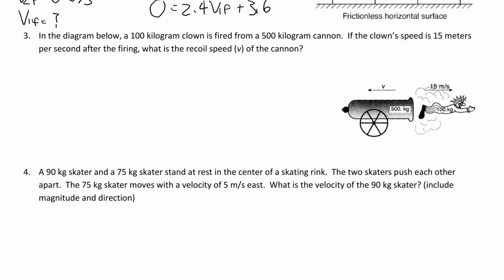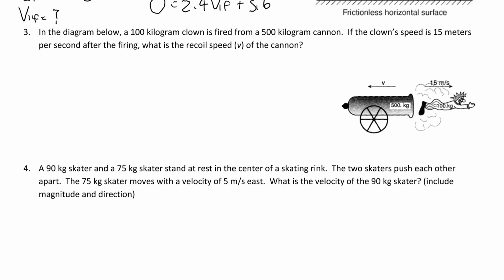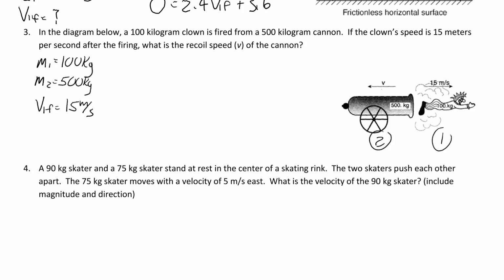Okay. Number 3. In the diagram below, a 100 kilogram clown, so M1 is 100 kilograms, is fired from a 500 kilogram cannon, so M2 is 500 kilograms. You could have flipped it. I called this one M2. This is 2. This is 1, in this case, the way I just wrote it. If the clown speed is 15 meters per second after firing, so V1F is 15 meters per second, what is the recoil speed of the cannon? So V2F equals question mark.